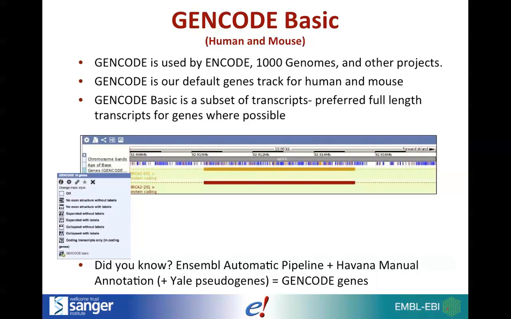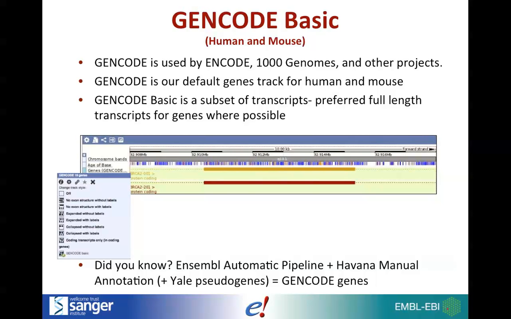So the GENCODE Basic is a subset of transcripts. In the GENCODE Basic set, we prefer full-length transcripts for genes where it's possible. So if there's a choice between full-length transcripts and some that look like fragments or are missing a start or a stop codon, those won't be in the GENCODE Basic set, unless there are no full-length transcripts for a gene.